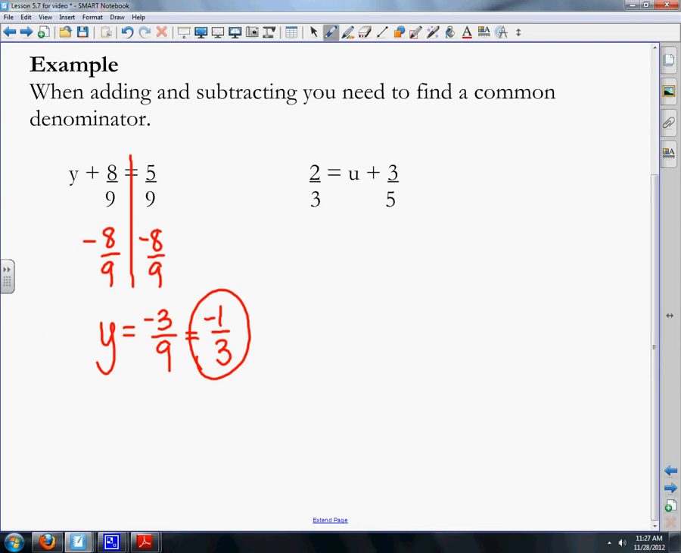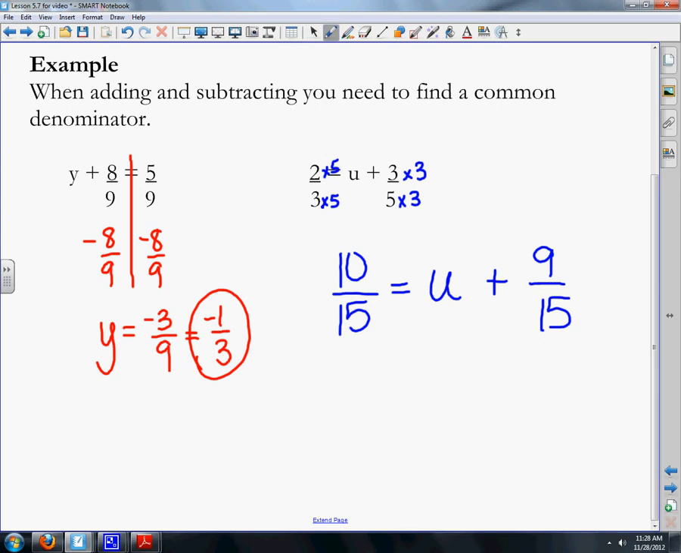However, when you have different denominators, like in this problem, you need to first find common denominators, and then you can add or subtract. So what I'm going to do is multiply this by 5 and this by 5. And this by 3 and this by 3, and I'm going to rewrite my problem. So I'm going to write 10 over 15 equals u plus 9 over 15.